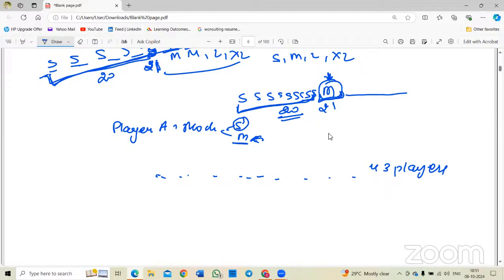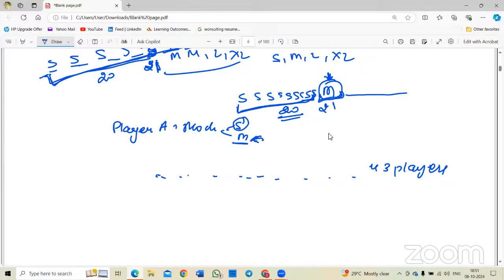Player A is not choosing the categories having less frequency. He's choosing the categories which have the maximum frequency. Yes, ma'am, he is adding the jersey to the mode of the data. Yeah, ma'am, the mode will not change. Got it? Sure? Yeah, ma'am, adding a constant to the mode, the mode will not change.